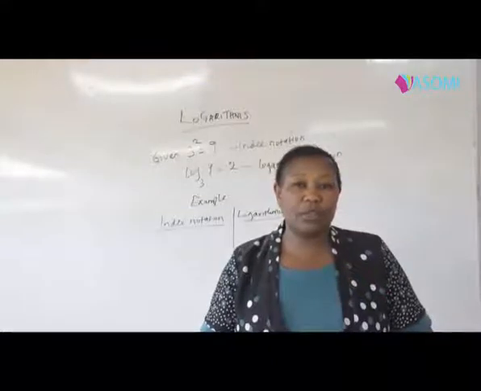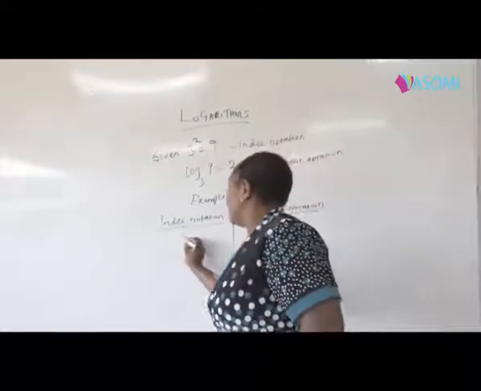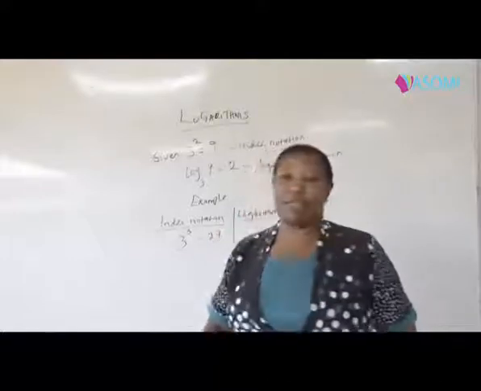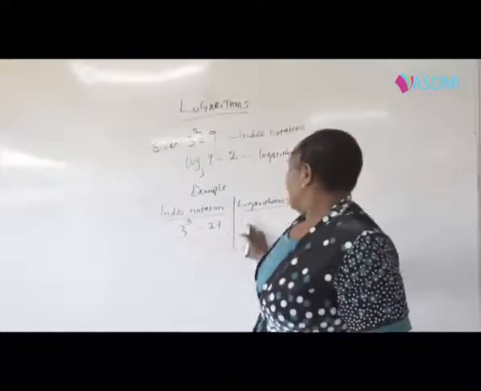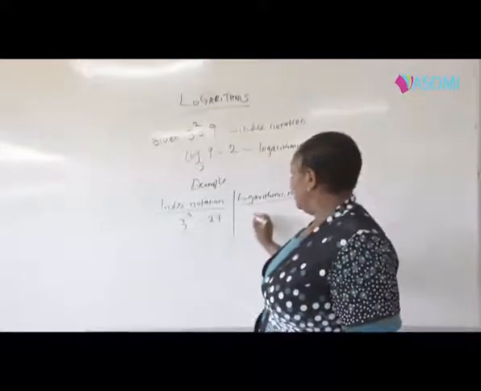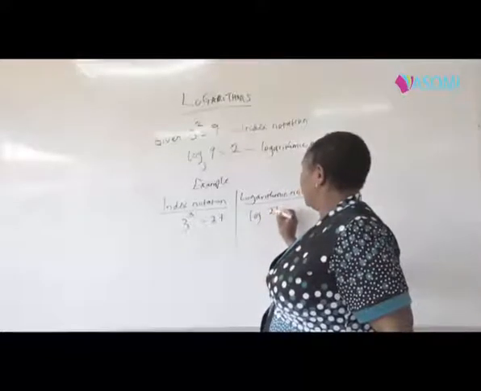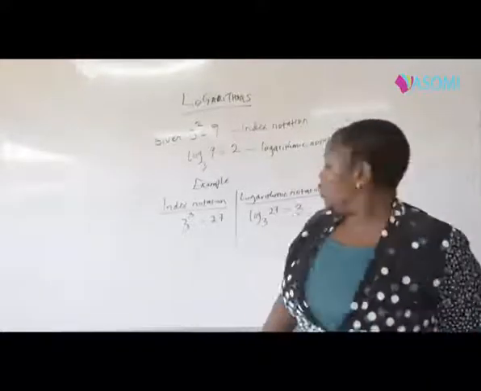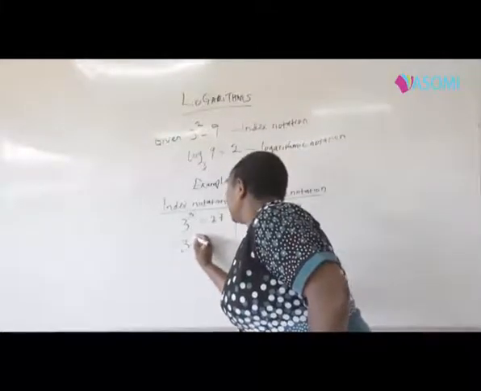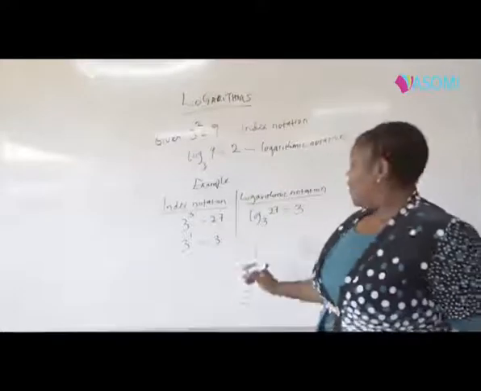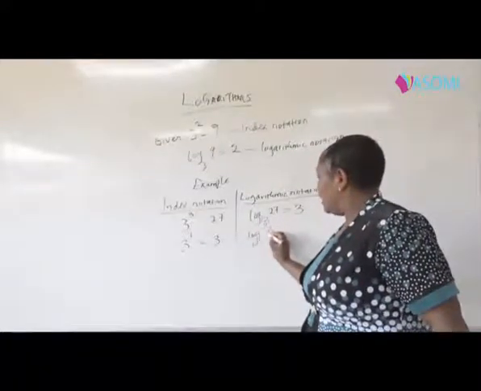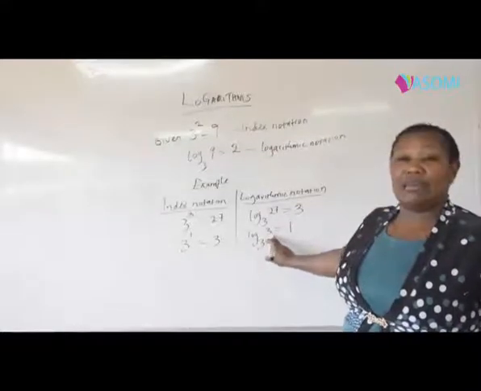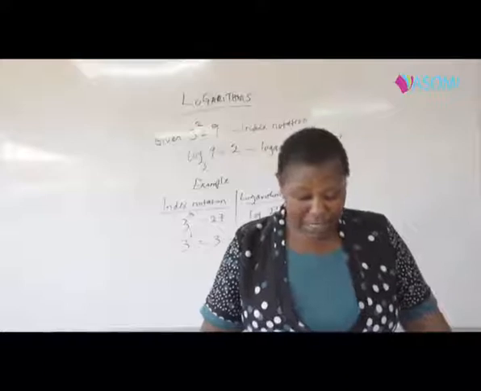And we are still going to use our logarithm to base 3, and we have 3 to power 3. 3 to power 3 is equals to 27. That is the index notation. We have said the power becomes the logarithm and the base remains. So this will be logarithm of 27 to base 3 is equals to 3. Then we are going to have 3 to power 1 is 3. Therefore here we have logarithm of 3 to base 3 is equals to 1. And we start realizing that if you are finding the logarithm of a number to the same base, the answer is 1. We are going to find that as we move ahead.